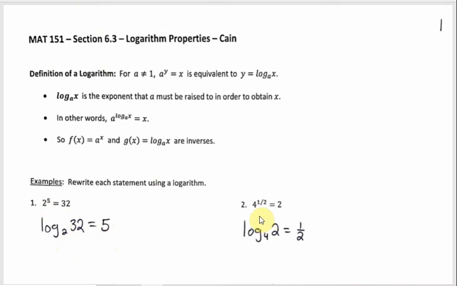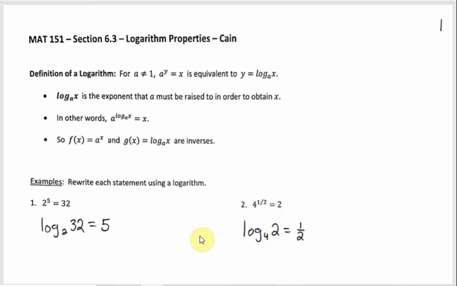Or with this one, if you raise 4 to the power of 1/2, you get 2. So if you phrase it with logs, it would be log to the base 4 of 2 is 1/2, right? Because this expression, log to the base 4 of 2, is saying, what do you have to raise 4 to in order to get a 2 out? And you raise 4 to the 1/2 power.